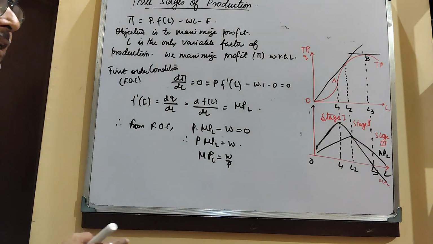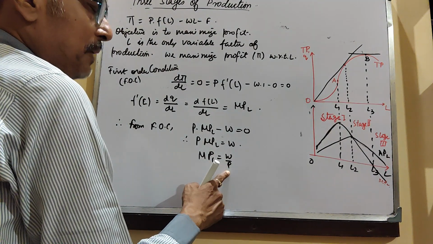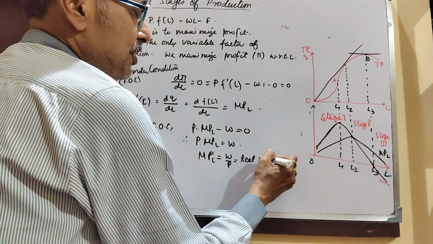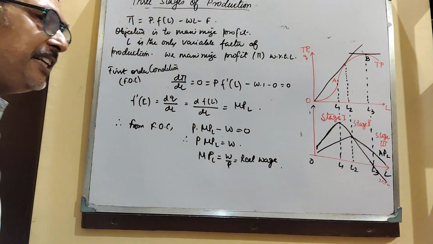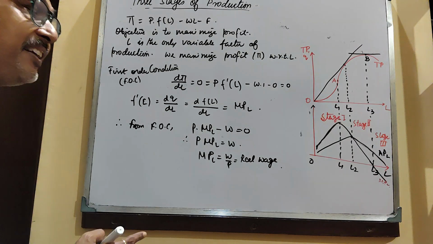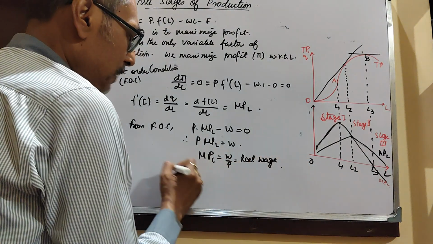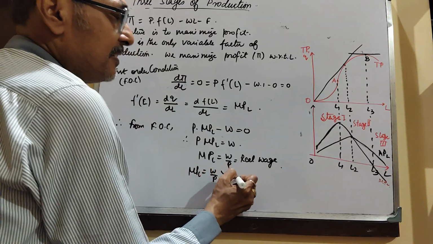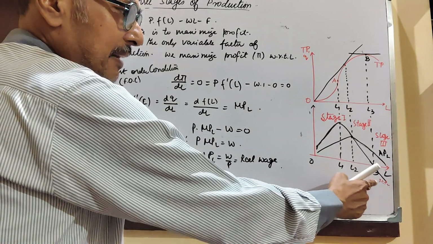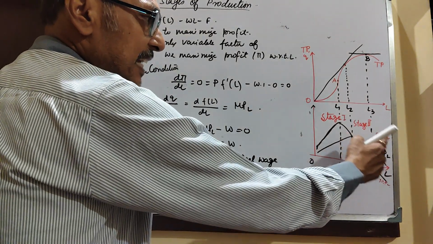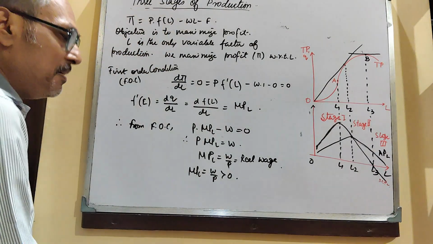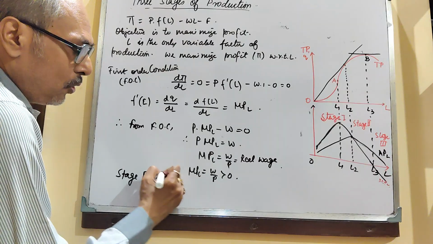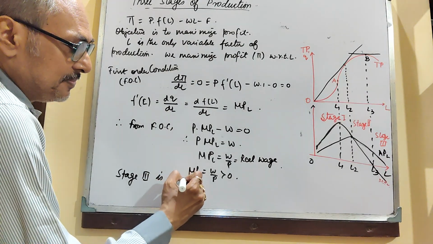What is W? W is the nominal wage, P is the price level. This is called the real wage. W by P is the real wage, and W by P is greater than 0. So MPL equals W by P, greater than 0. That is, MPL greater than 0 means stage 3 is automatically eliminated.